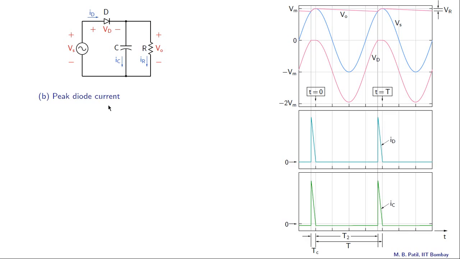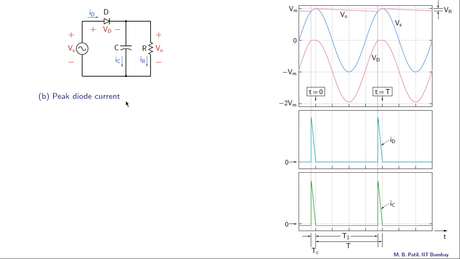Let us now talk about the peak diode current, and to begin with, let us remind ourselves of what ID looks like as a function of time. In this plot here, ID is non-zero only in this short interval marked as TC, and otherwise it is 0.